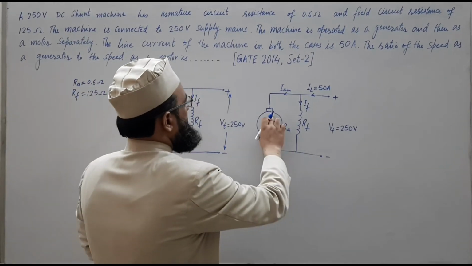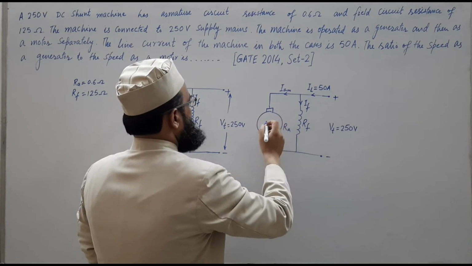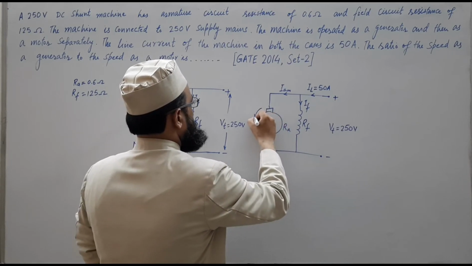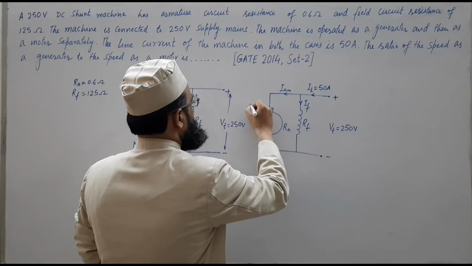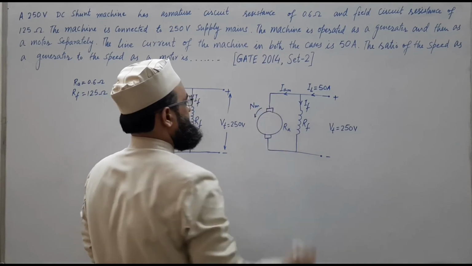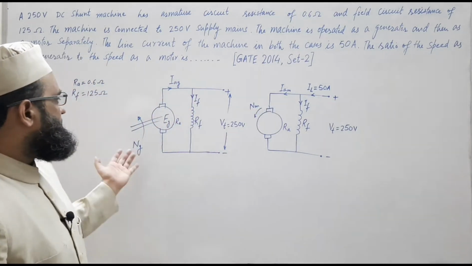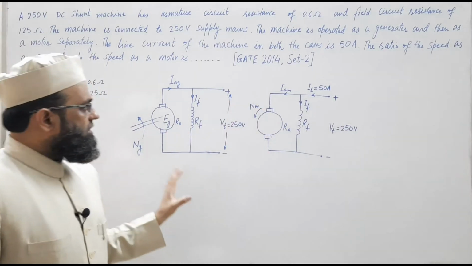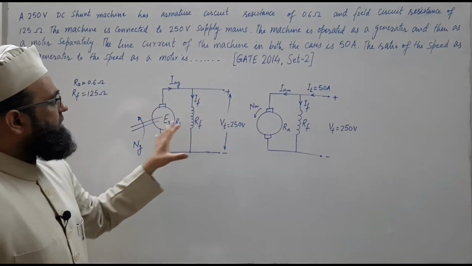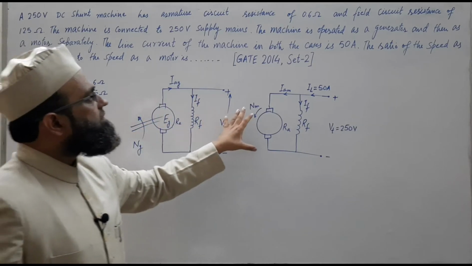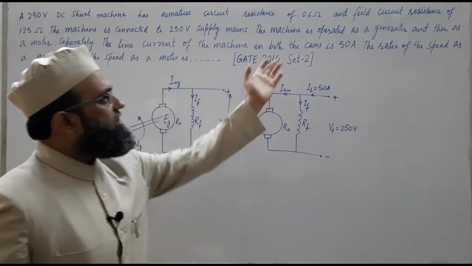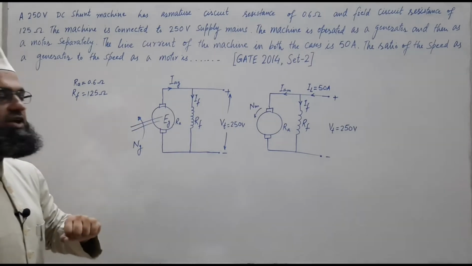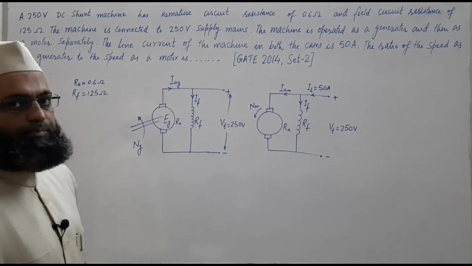So this motor also rotates at certain speed. Let us represent that speed by Nm, since this is motor. Direction of rotation both can be taken same or different, doesn't matter. Only the speed magnitude is required to be evaluated, so that the ratio of the two speeds can be evaluated as asked in the problem. Fine.